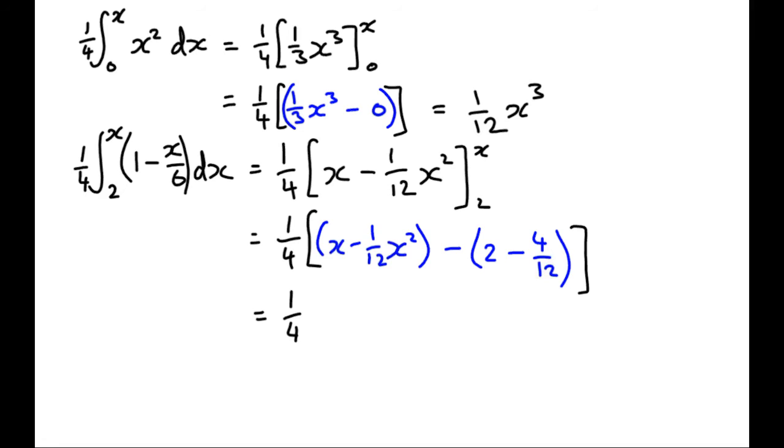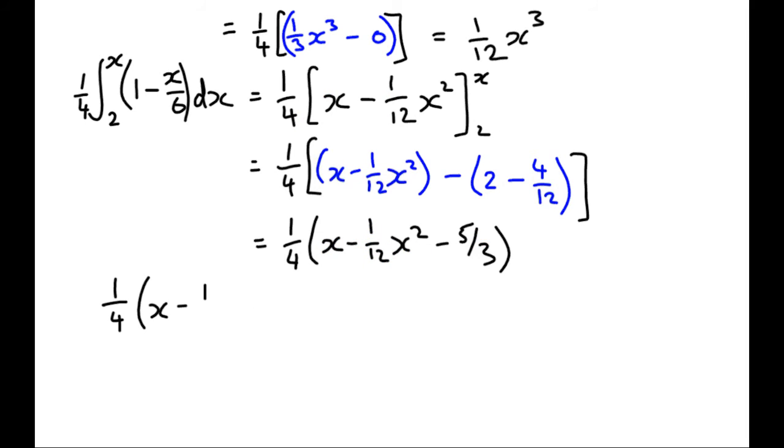And this will lead to 1/4 x minus a 12th of x squared, and this will lead to x minus 1/12 of x squared minus 5/3. Still need to do a little bit of work to make sure that I have the correct cumulative function for the second interval.